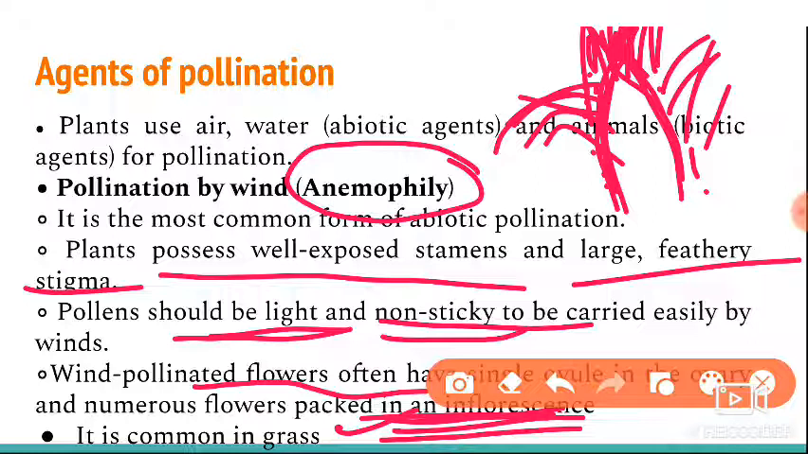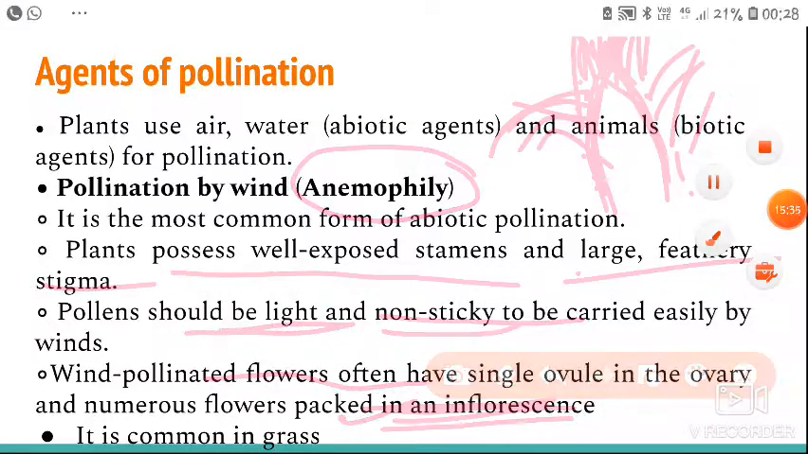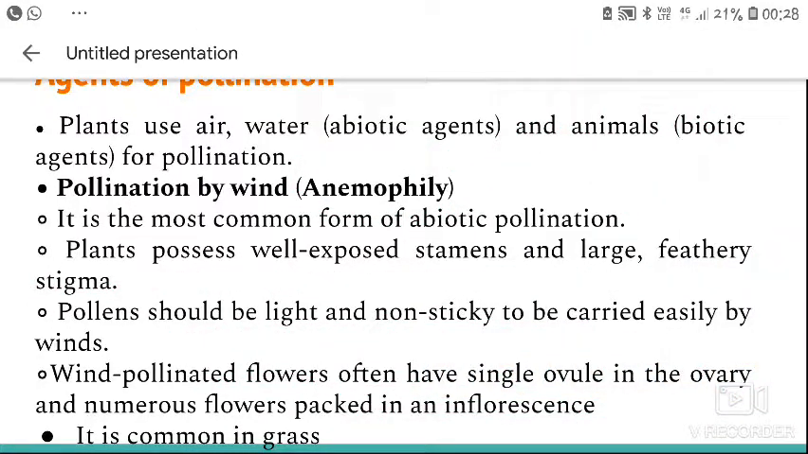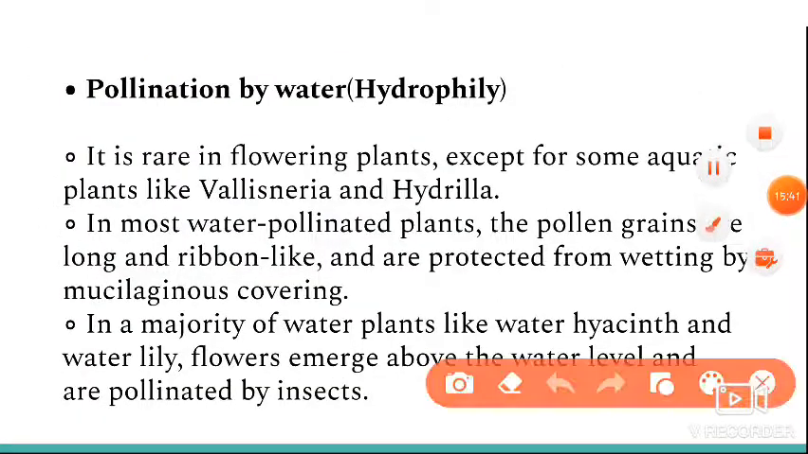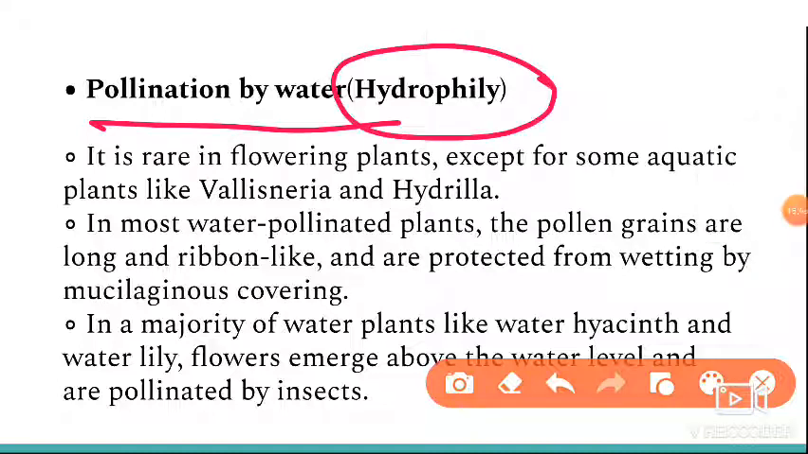I think you understood the concept of pollination by wind. Next we'll move to the next concept, that is pollination by water. This we call hydrophily. As the name itself says, hydro means water. Pollination by water is called hydrophily.